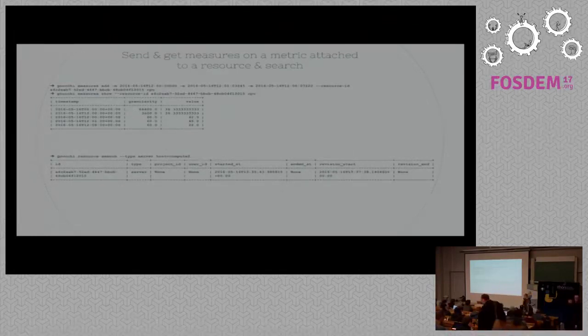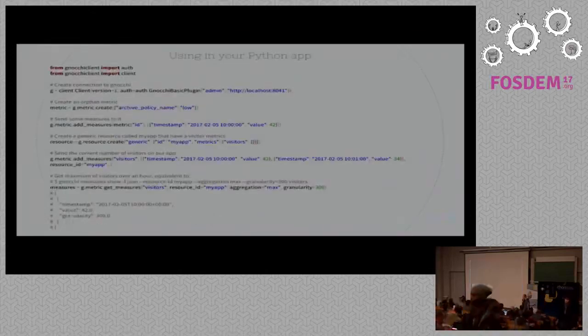It's not tied to only infrastructure. In our context in OpenStack we do talk a lot about instances, volumes and networks, but it's actually applicable to any kind of resources. If you have an application, a website with visitors or anything, you can use all this system to create your own metrics. So this is how to use it in Python.